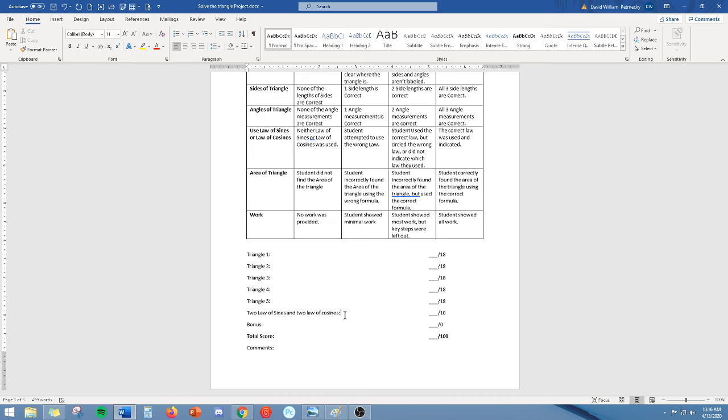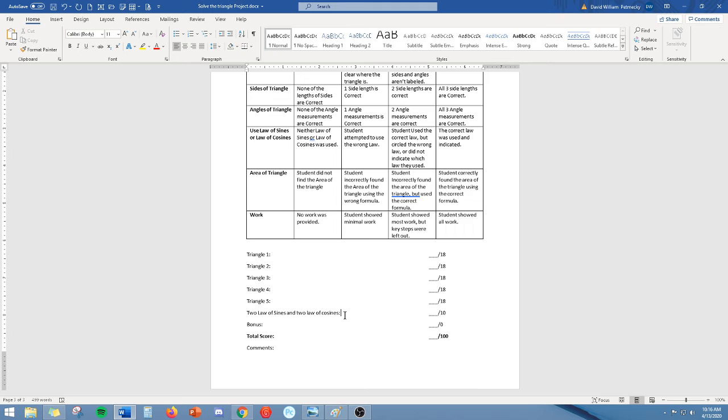If your triangle's super creative or it's a super good looking project, or I don't know, I'm not going to be willy-nilly with this, but you know, maybe I give the most creative triangle bonus. And then total score, I'll put some comments down there.